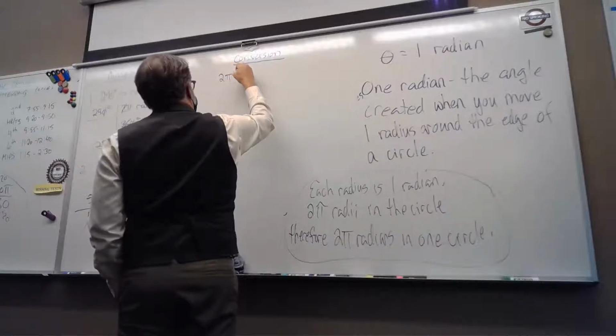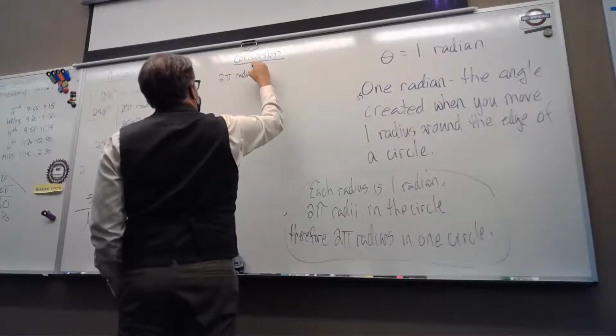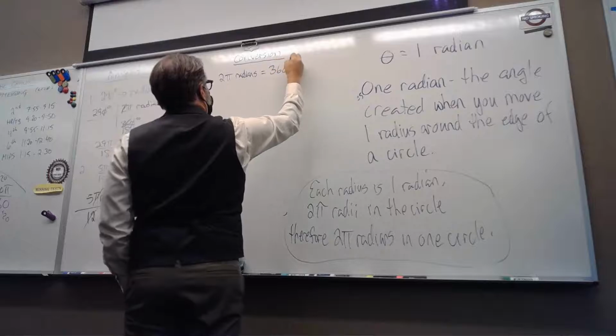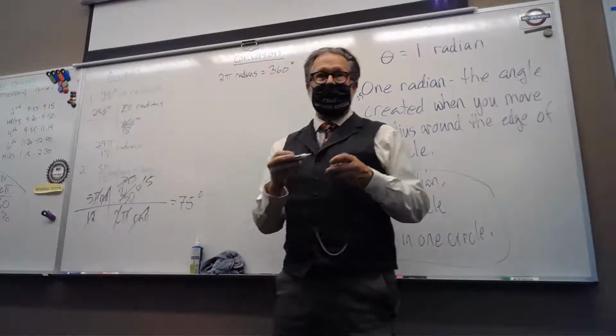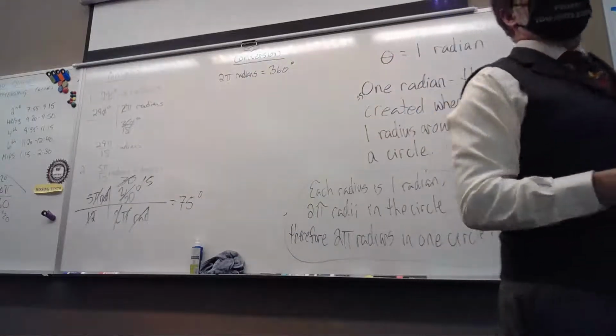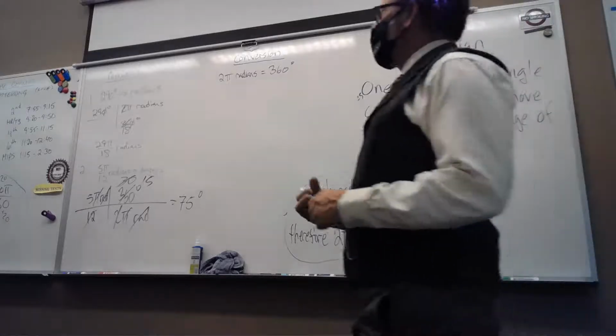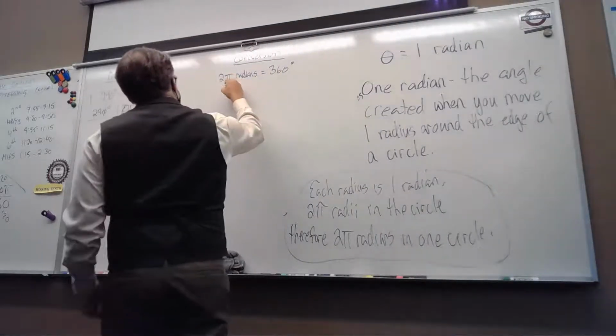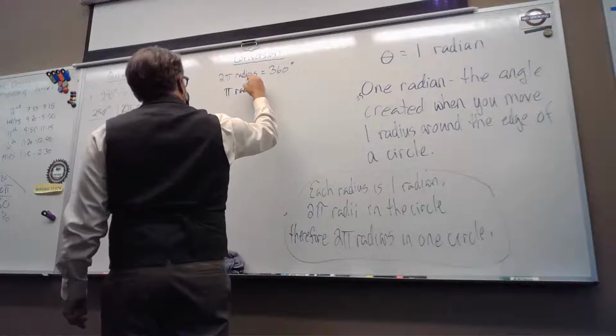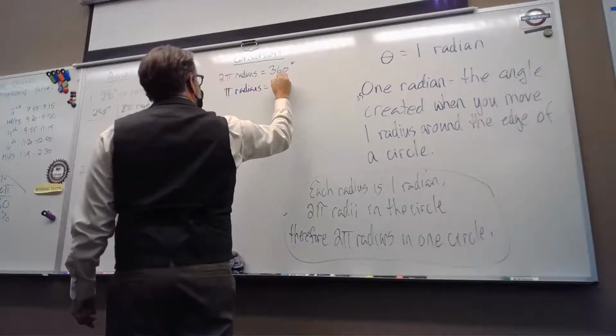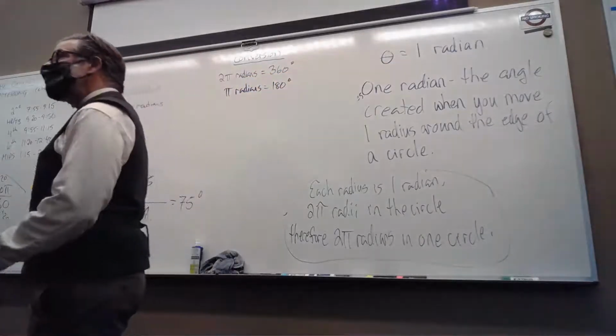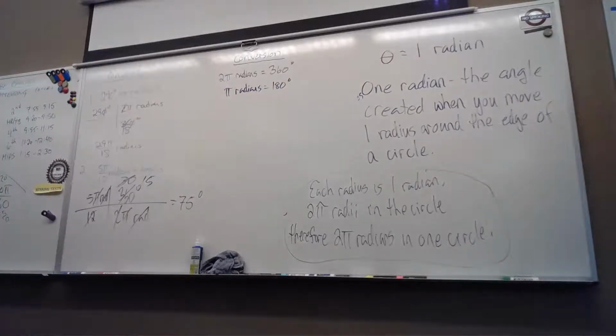2 pi radians equals 360 degrees. Yes, that would simplify. You could theoretically simplify it to pi radians equals 180 degrees. It doesn't really matter. The nice thing about 2 pi and 360 is that even though it's a little less simple, you're thinking about a whole circle instead of half a circle.